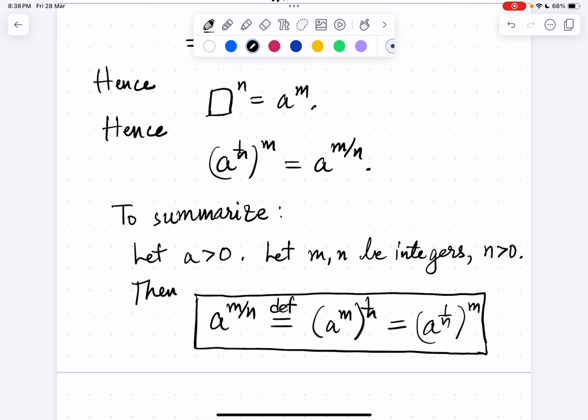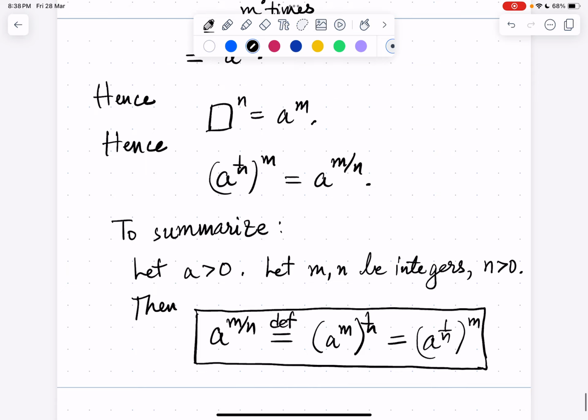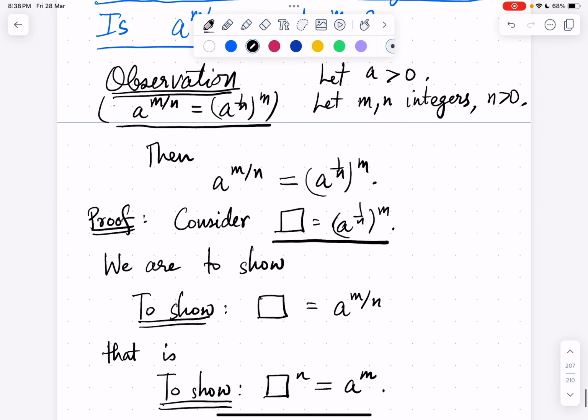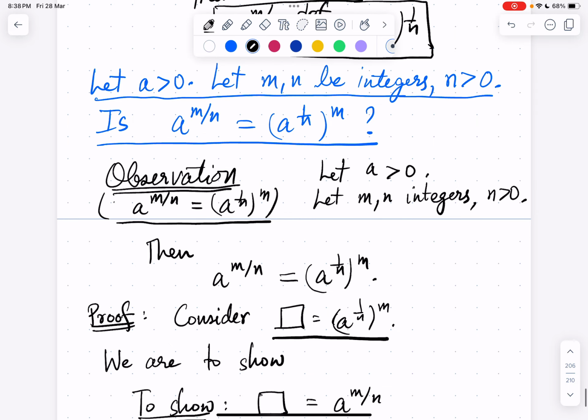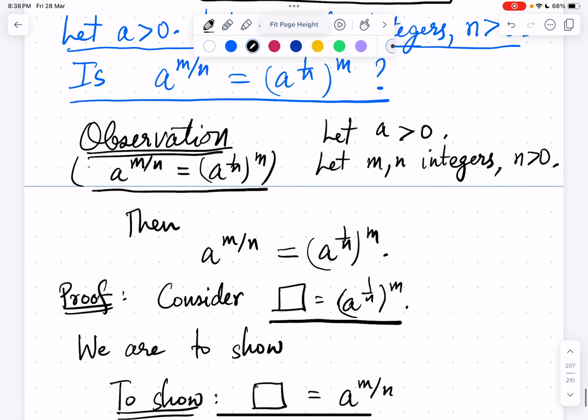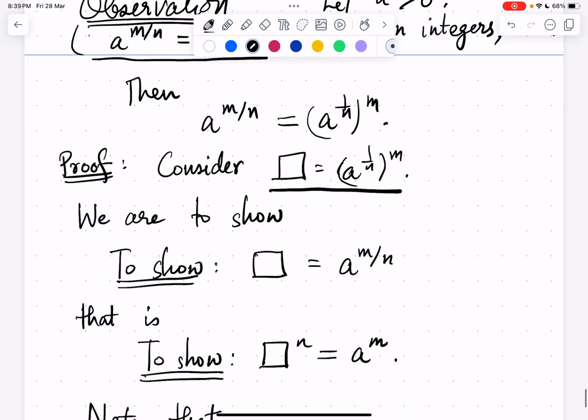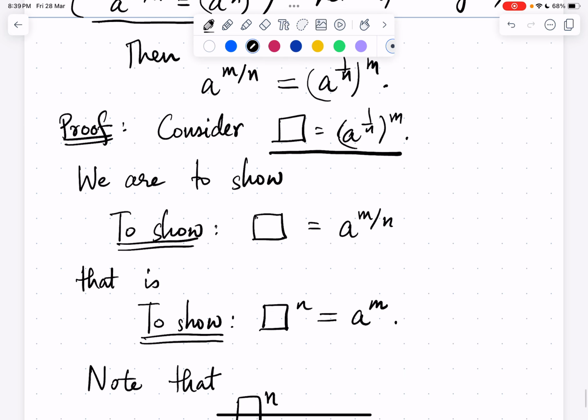So, hello all. This is to give a correction to the previous video. Here, the last result was: let a be greater than 0, let m, n be integers, n greater than 0. We wanted to show that a^(m/n) is (a^(1/n))^m. So we considered this quantity, box, equals (a^(1/n))^m. We wanted to show that box is actually a^(m/n). That is, we wanted to show box^n is equal to a^m.